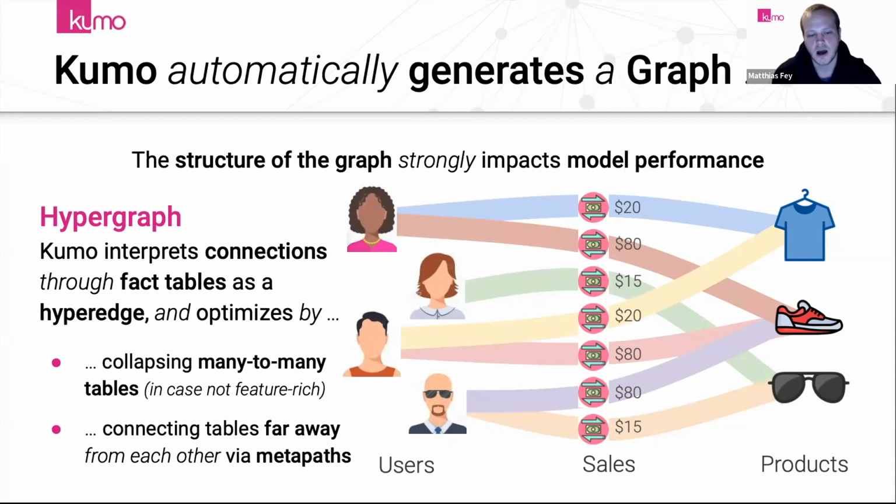Of course, we can think about optimizing that. So for example, if a transaction does not hold many features, you may want to collapse that into a many-to-many table, such that you're basically dropping that table. But that is only useful in case the transaction table is not feature-rich. And if you're dealing with a lot of tables, and some of these tables are actually far away, so you need multiple hops to reach them, then we're leveraging meta paths to get this information closer to the given entity.